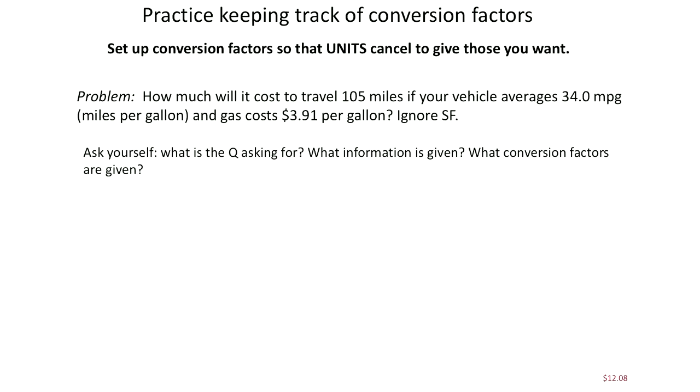All right, so let's do some more practice. A question that you might be able to do in your head, but again, I want to show you units always win. We'll get you where you want. Okay, so how much does it cost to travel 105 miles? This is my daily commute when I come into work, my round trip commute. If your vehicle averages 34 miles per gallon and gas costs $3.91 per gallon. Let's ignore sig figs here, okay?